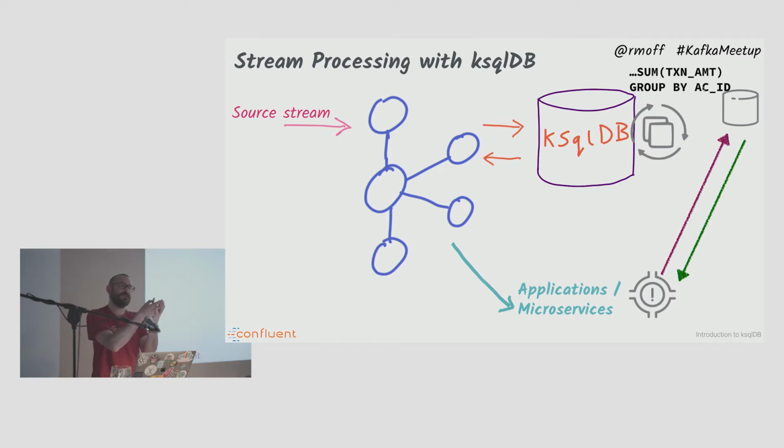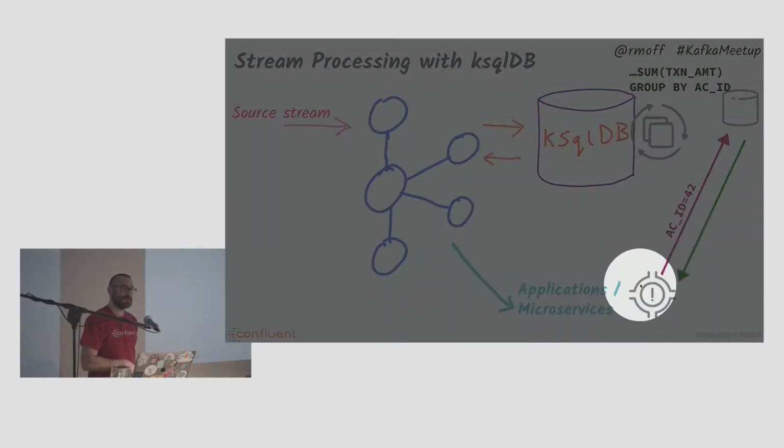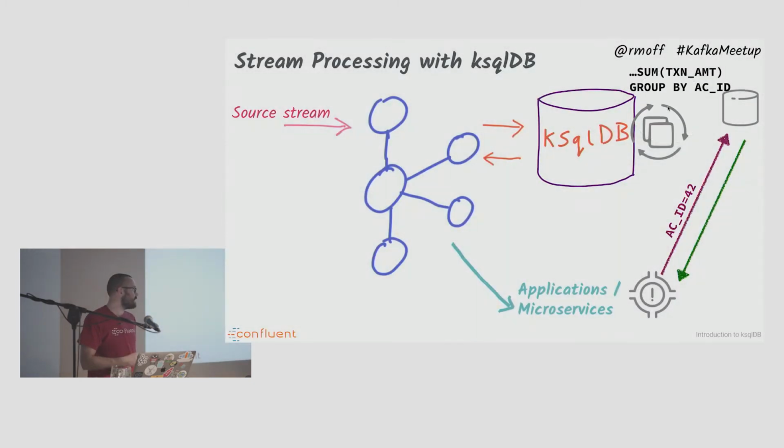It's a stateful aggregation, which means that our application can then say, I'd like to do a lookup, a key value lookup. For this particular key, for account ID 42, I'd like to know what the state is. What's the current value? And ksqlDB will say, the current value is this. So instead of our application having to go out somewhere else for its state, that state can come from ksqlDB.